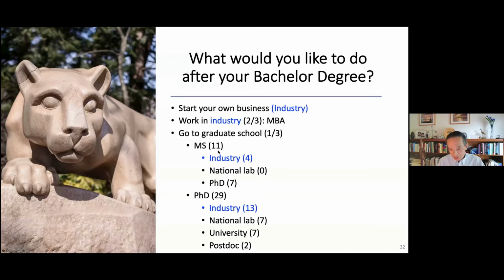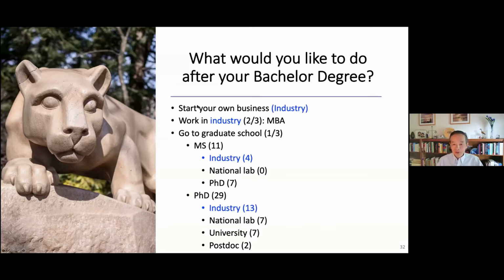I graduated 11 master's students, 4 of them went to industry, 7 went to PhD. And then I graduated 29 PhD students, 13 with industry, 7 to the lab and university, and 2 postdocs. You see, about half goes to industry, and the other half goes to the research universities.